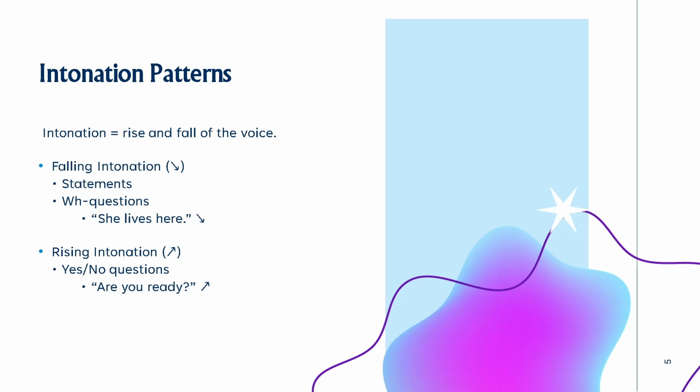For example, she lives here. The second is rising intonation. This is used in yes or no questions. For example, are you ready? Using the wrong intonation can confuse the listener or change the meaning.